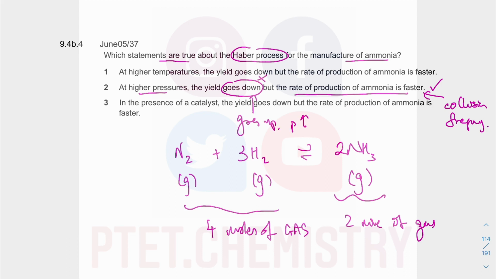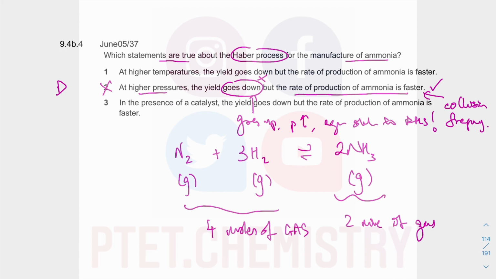Because as pressure increases, the equilibrium shifts to the right-hand side. Because at higher pressure, the equilibrium will try to reduce the pressure by shifting to the side with fewer gaseous molecules. So it will shift to the right, you will get a higher yield, you don't get a lower yield. 2 is wrong, therefore, by logic, only 1 is correct.